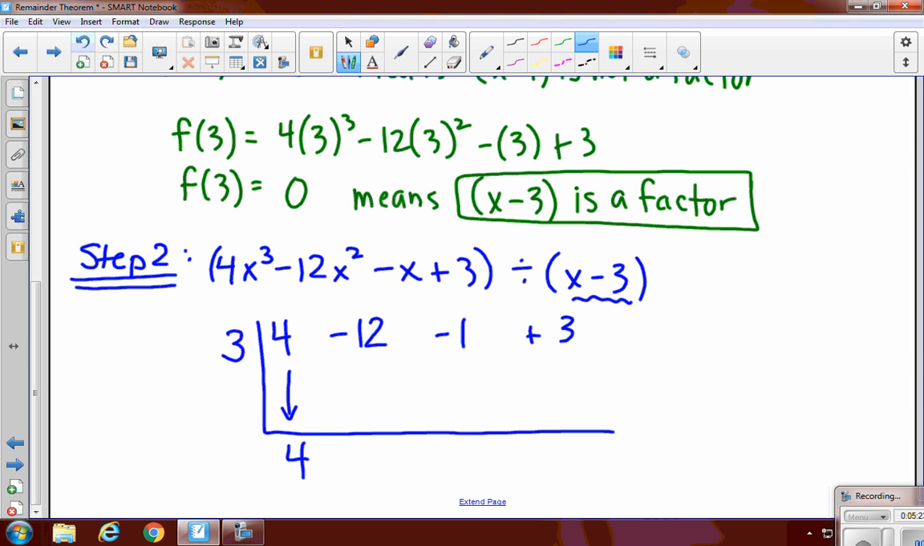And now we say, what is 3 times 4? Well, that's 12. And now we add these. So negative 12 plus 12, that's 0. And now we say 3 times 0, that's 0. We add these, I get a negative 1. And we go 3 times negative 1, well, that's negative 3. I add these, and I get a 0.